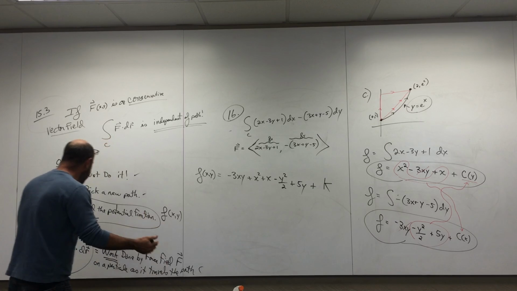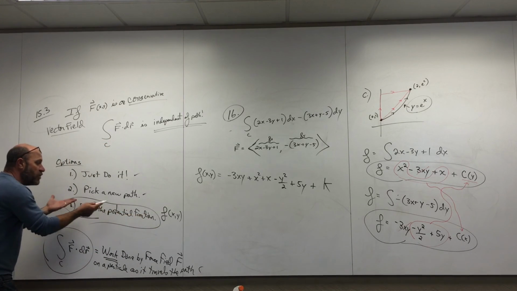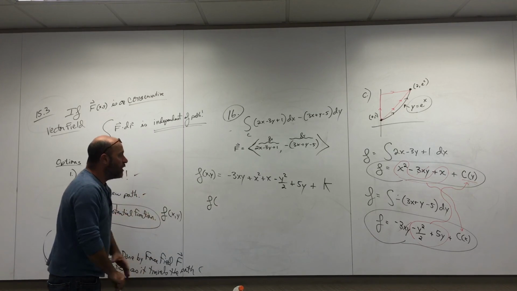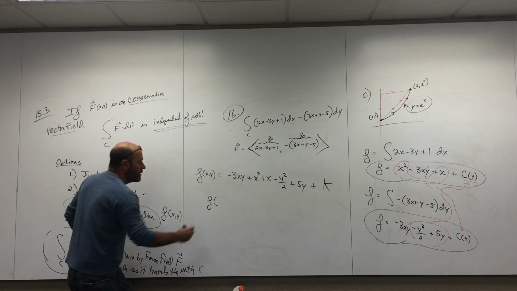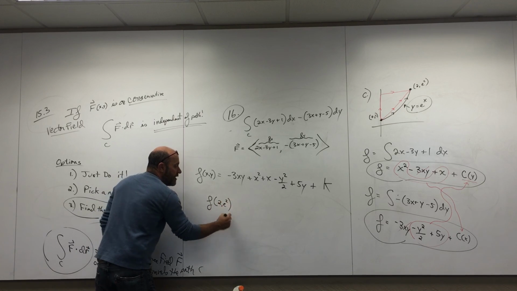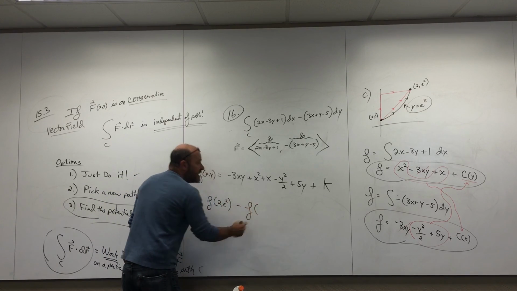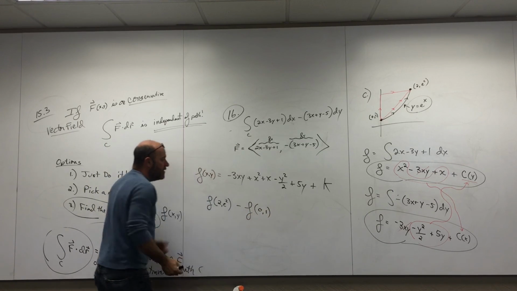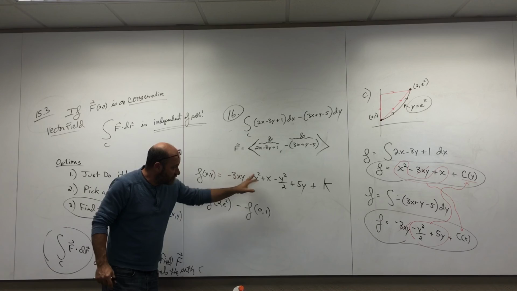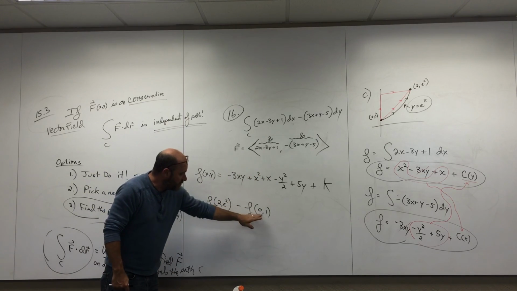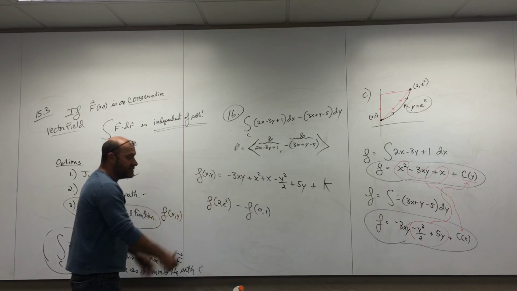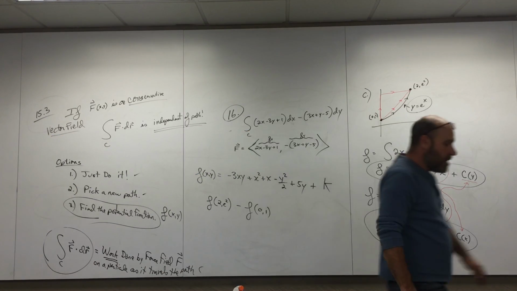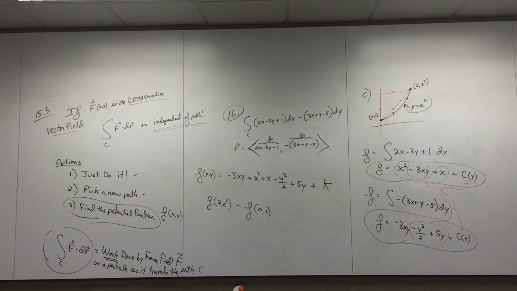Do you know how to finish this problem? You find the potential function and you evaluate it. You do f of the end point. What was the end point? 2, e squared, minus f of the beginning point, 0, 1. You plug this point in, minus plug this point in, and that's the answer. I could do that. I mean, I'm running out of time.